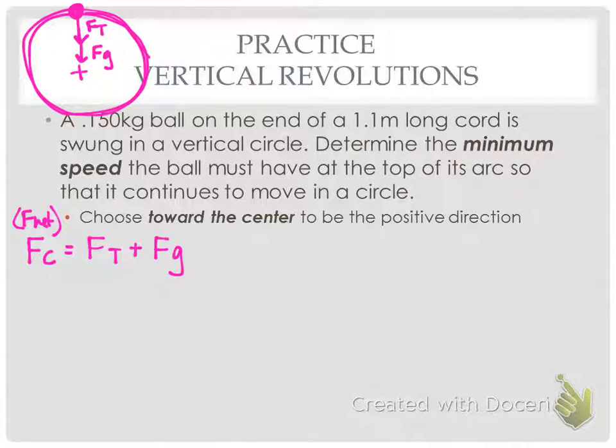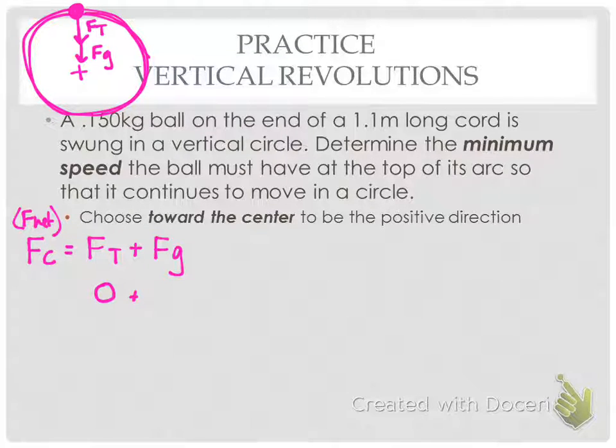That's the positive direction. But I said that I want just the minimum speed, so I have no tension in my string at all. I want to see how slow it can go, so it starts getting a little bit loose but doesn't fall out. So that means my tension here would be 0. This is only the case when we're looking for the minimum. If I was just looking for the regular speed at the top of its path, our tension would not be 0. But in this case, we want the very least we can do to keep it in that path.